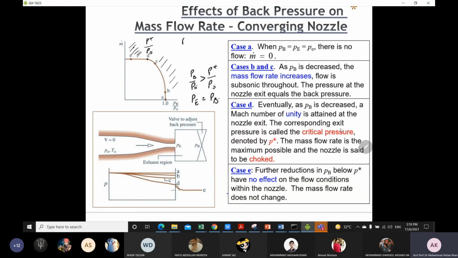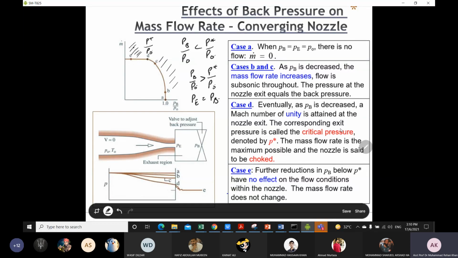However, if PB by P naught is less than P star by P naught, your mass flow rate is maximum. So if we have to find the mass flow rate, you simply have to apply the relation for maximum mass flow rate if your PB by P naught is less than P star by P naught. This is the important point because we have to apply it in the example as well.